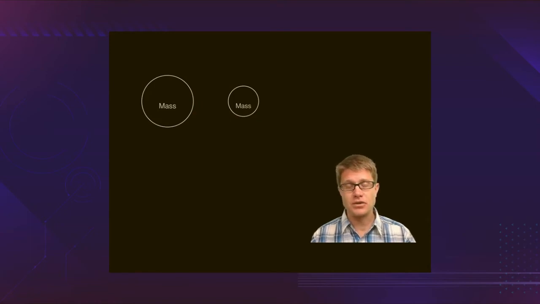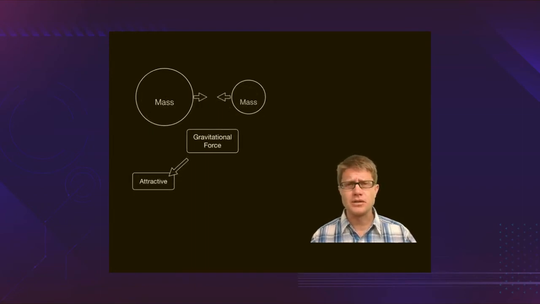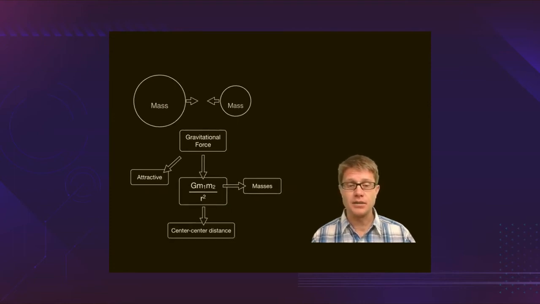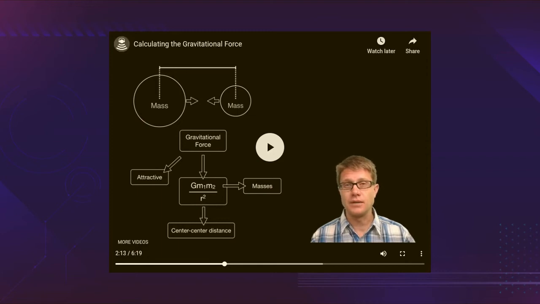If we have two masses, there's going to be a gravitational force between the two, and that's always going to be attractive with anything with mass. Let's just assume that these are spherically symmetrical objects. The equation is really, really simple. The force is equal to big G, and we'll get to that in a second, times the mass of the two objects divided by the square of the distance between the two. So you calculate the force by multiplying the masses times this constant, and then you divide it by the center-center distance, but you're going to square that value. Center-center distance is always going to go to the center of those two objects.